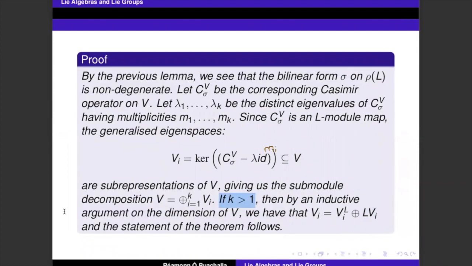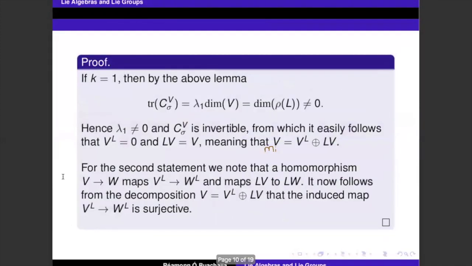Okay. Now, the other situation, the remaining situation that we need to consider, is the situation where k is equal to 1, which is to say we've just got one generalized eigenspace, a single generalized eigenspace. Then we can't use the induction hypothesis because I haven't decomposed it into smaller parts. We've just got one block. So what do we do in that case? Well, that's where the trace comes in.